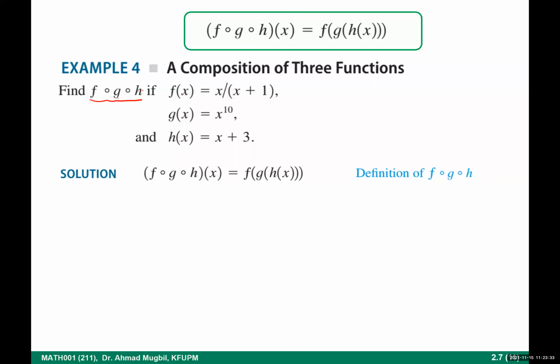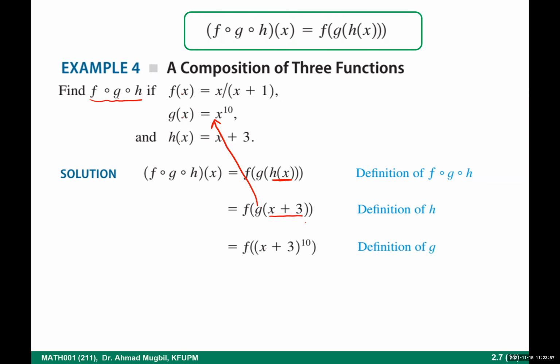From inside to outside: from H, then G, then F. What is H of X? Instead of X, you put X plus 3. Then you go to G and replace X by X plus 3. What will it be? It will be (X plus 3) all to the power 10.